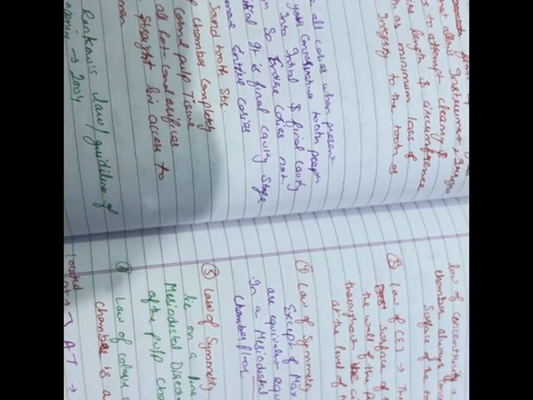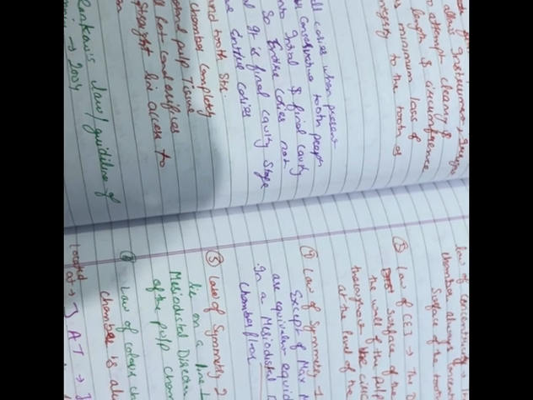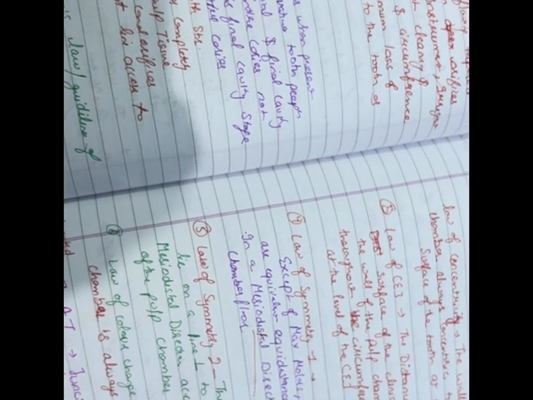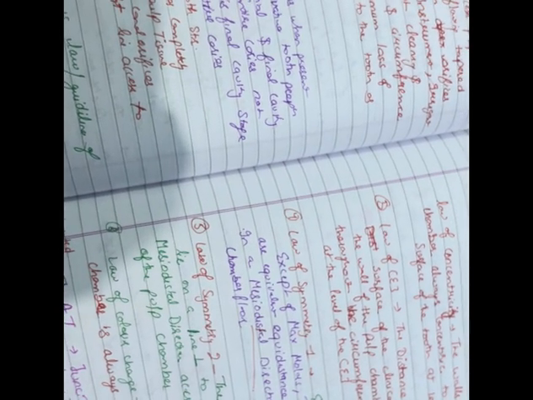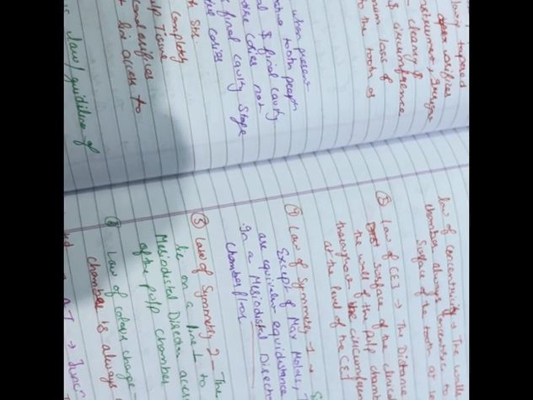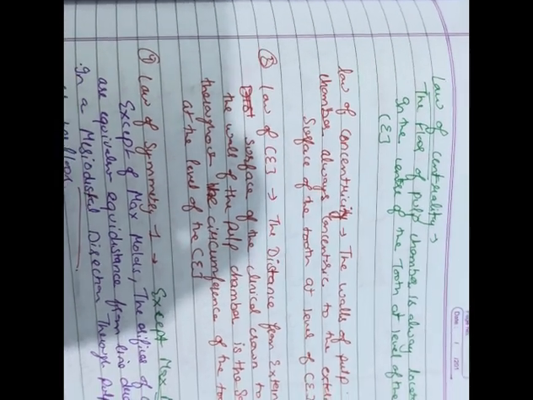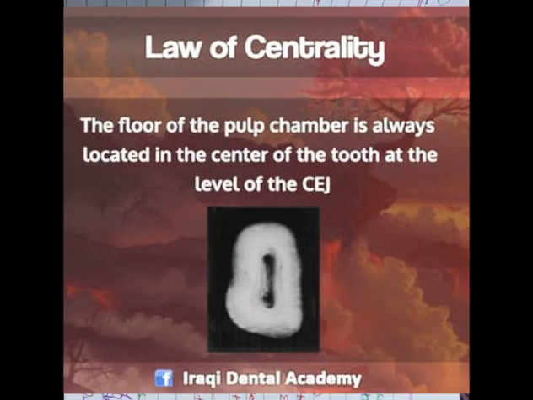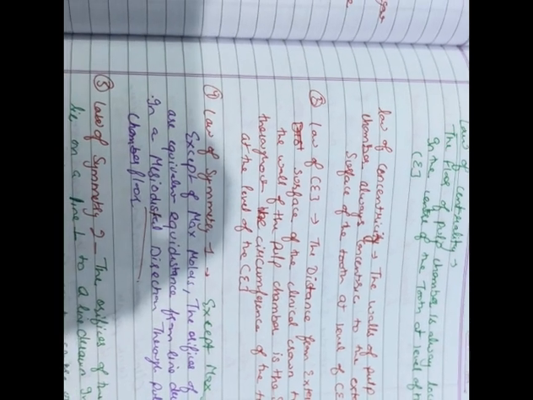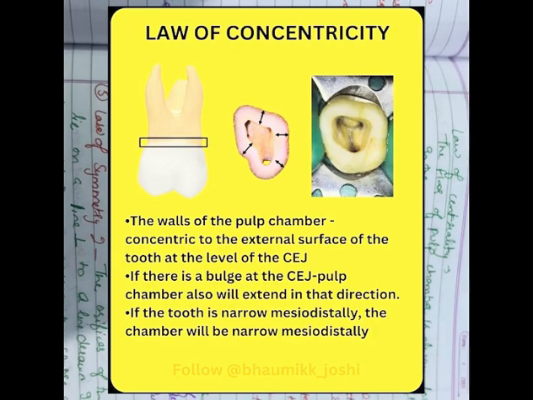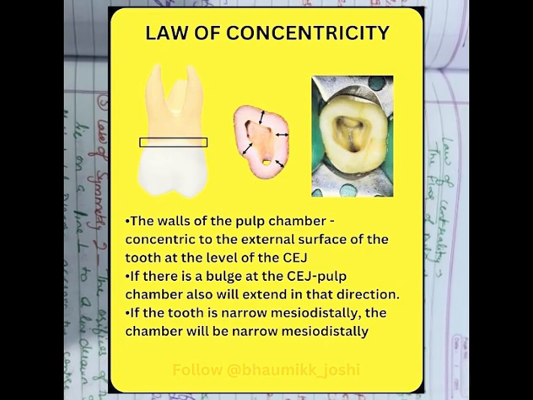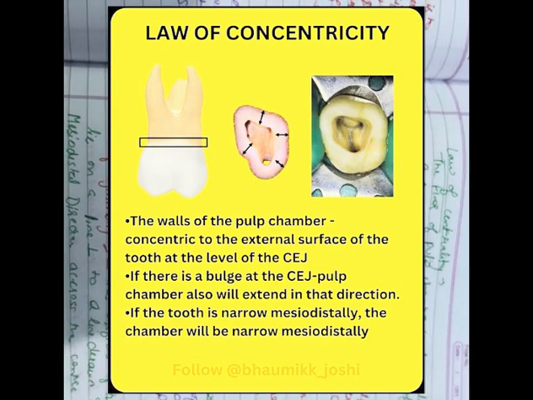Krasner and Rankow's laws, guidelines for access opening, given in 2004. The CEJ, cemento-enamel junction, is the most consistent repeatable landmark for locating the position of the pulp chamber. First is the law of centrality: the floor of the pulp chamber is always located in the center of the tooth at the level of the CEJ. Law of concentricity: the walls of the pulp chamber are always concentric to the external surface of the tooth at the level of the CEJ.